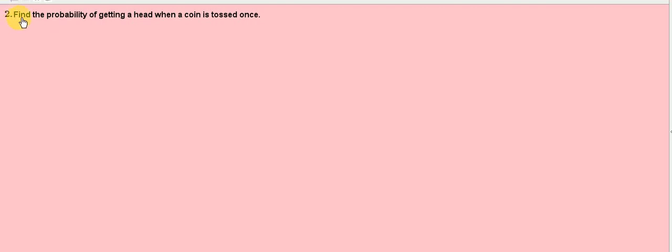Problem 2. Find the probability of getting a head when a coin is tossed once. Sample space of this experiment S equal to {H, T}. So n(S) equal to 2. Here we have to find the probability of an event of getting a head. So E equal to {H}. Therefore n(E) equal to 1.